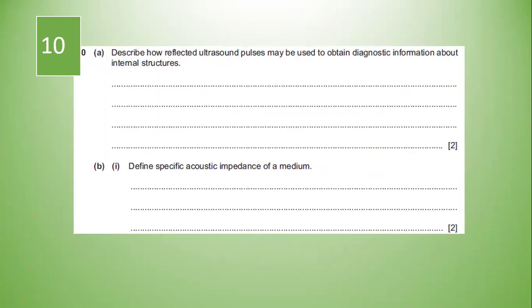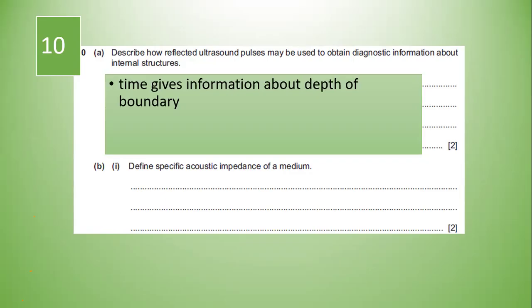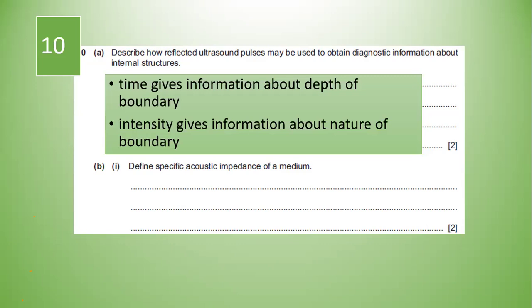Describe how reflected ultrasound pulses may be used to obtain diagnostic information about internal structure. You want to try? Time delay gives information about depth of the boundary. Intensity gives information about nature of the boundary.